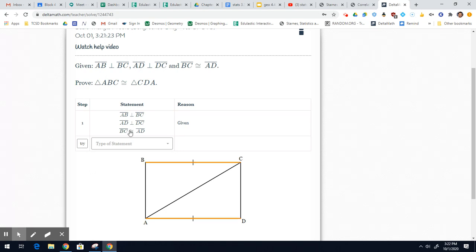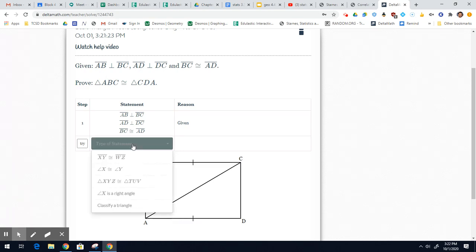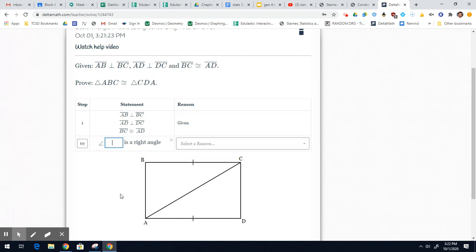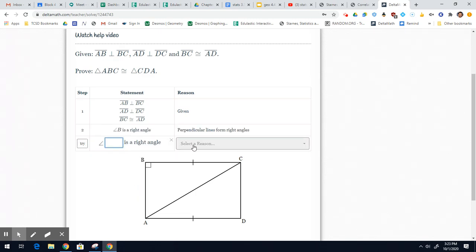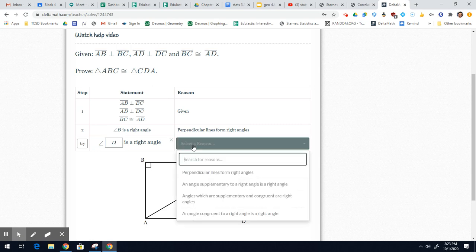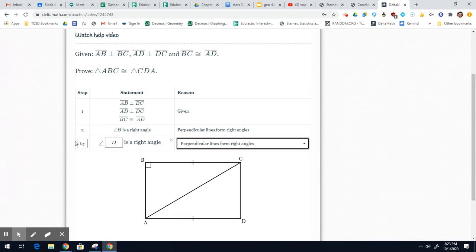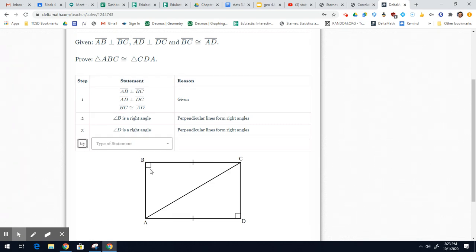So let's talk about our right angles first. I'm going to say that an angle is a right angle, and that angle is going to be angle B, this corner angle. And again, it's because of perpendicular lines. I'm also going to say that angle D is a right angle, same kind of idea. That's because of perpendicular lines. Only need one letter because it's the only angle at those corners.